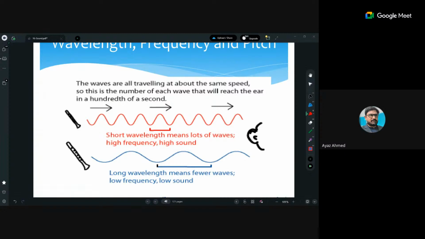For example, if you have one instrument here and that instrument is producing longer wavelength waves, so it is your low pitch sound. And this is high pitch sound. Its frequency is high. Is this clear to all? Yes, sir.